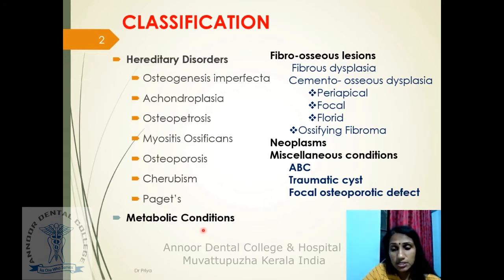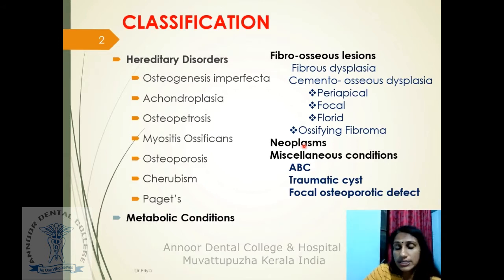It could be hereditary disorders, metabolic conditions, fibro-osseous lesions, neoplastic lesions, and miscellaneous conditions. Your hereditary disorders can be divided further as osteogenesis imperfecta, achondroplasia, osteopetrosis, myositis ossificans, osteoporosis, cherubism, Paget's disease. Metabolic conditions are related to the hormones, that is basically thyroid and parathyroid, and also related to nutritional deficiency, especially vitamin D. Then another group of disorders which we call fibro-osseous lesions, further subcategorized as fibrous dysplasia, cemento-osseous dysplasia, again subdivided as periapical, focal, florid, and ossifying fibroma. All this comes under the category of fibro-osseous lesions.